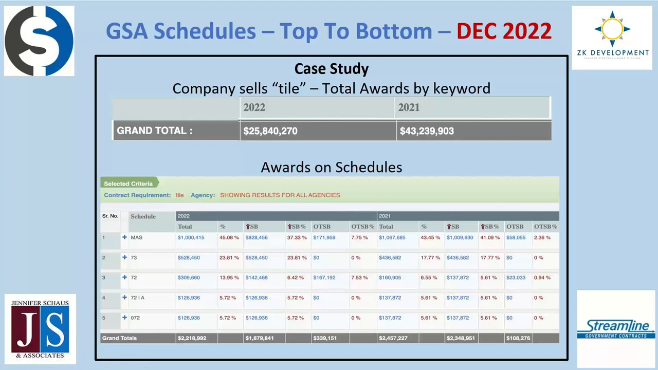My next case study is super simple. In this case, I said, let's look at a company's sales style. And I use that as my keyword. And you could see last in FY21, about $43 million were awarded by the federal government as awards. It fell to about $25 million in 22. But what I found interesting was the fact that some contracts were awarded on various schedules, but it's truly not much. It's less than 5%.